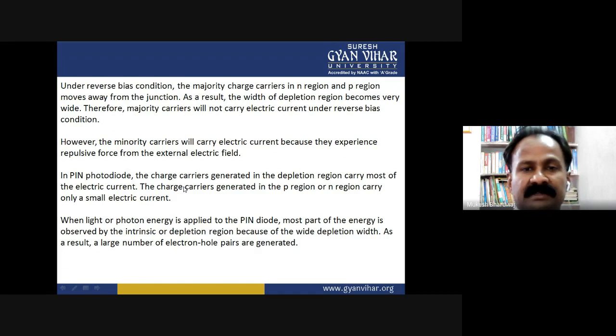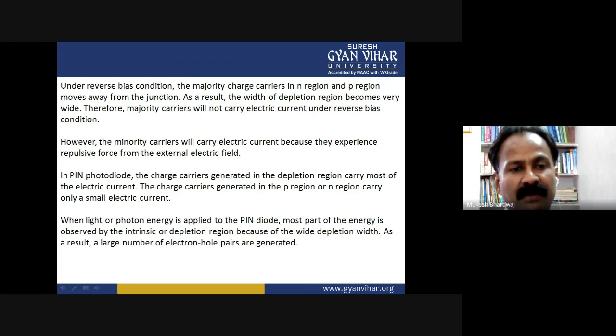Under reverse bias condition, the majority charge carriers in N region and P region move away from the junction. As a result, the width of the depletion region becomes very wide. Therefore, majority carriers will not carry electric current under reverse bias condition. However, the minority carriers will carry electric current because they experience repulsive force from the external electric field.